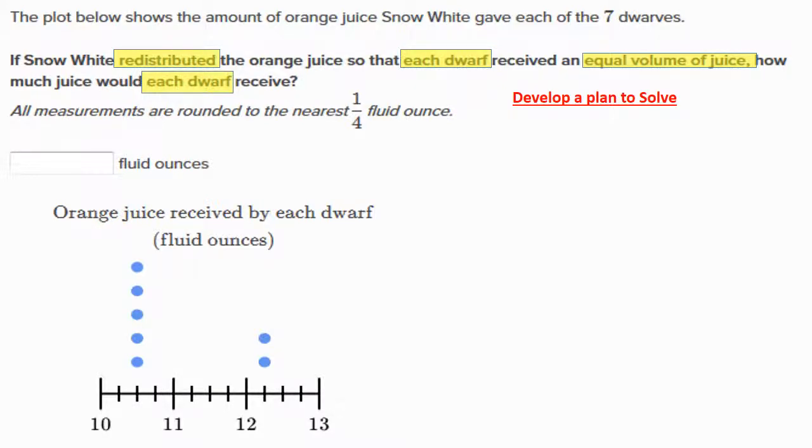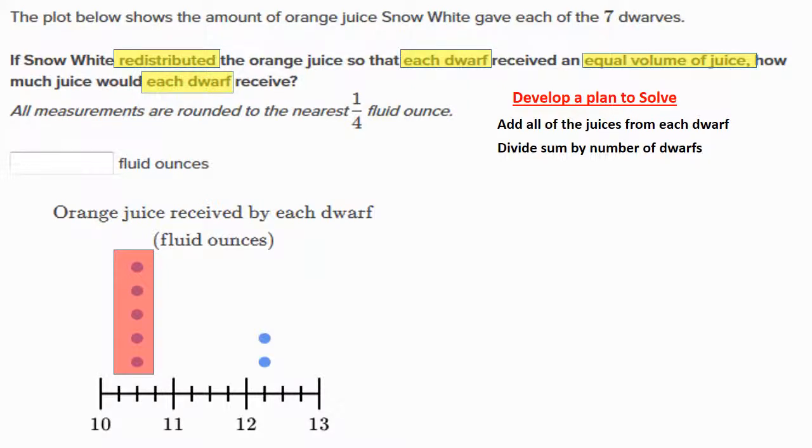So she poured all the glasses back into a pitcher. So in all actuality, she had to add all the juices that she'd given the dwarves back together, and then she had to divide that number of fluid ounces by the number of dwarves again to get an equal amount for each dwarf. So let's start off by adding all the juices together.